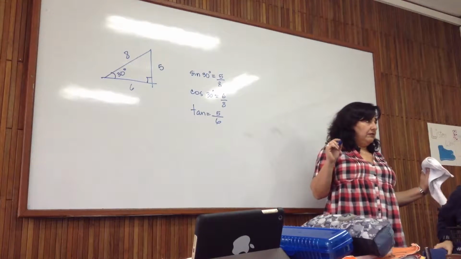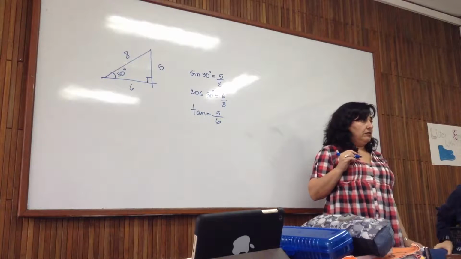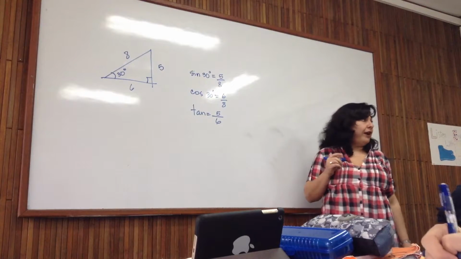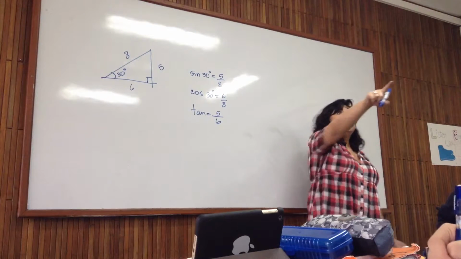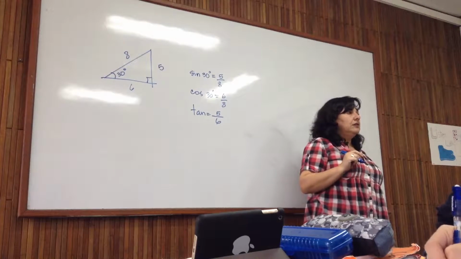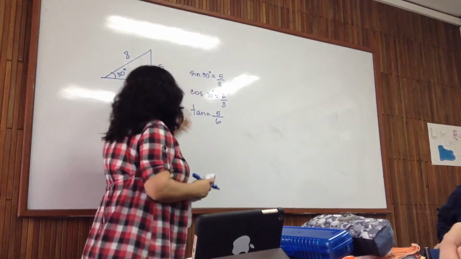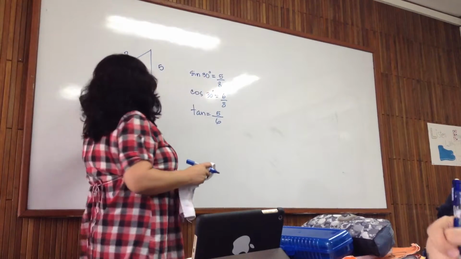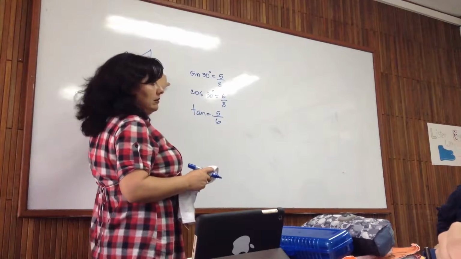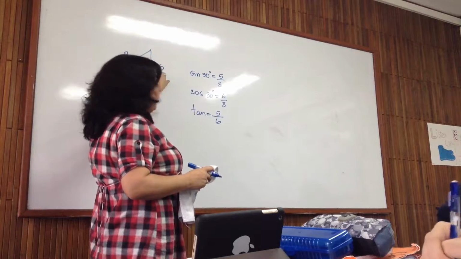Yeah. It's really easy. What is it that's not clear? Why is it 5/8? Look at sine. Opposite over hypotenuse. Opposite of what? Of the angle, because it tells you which angle. So it's 30. What's opposite 30? 5, over hypotenuse, 8.